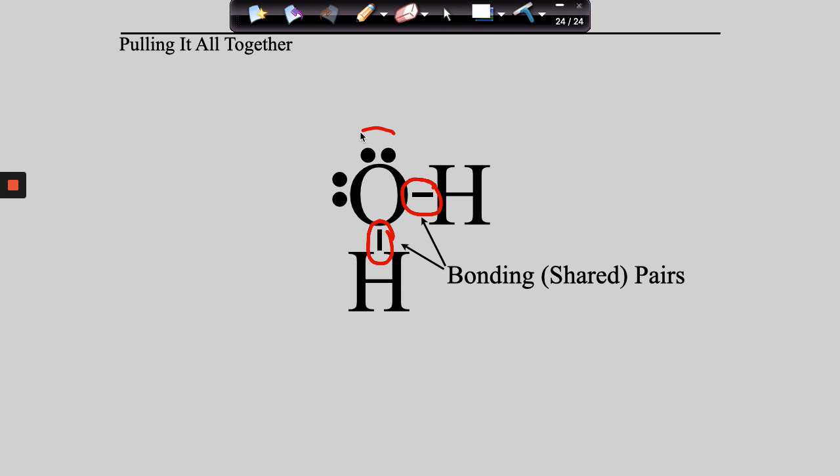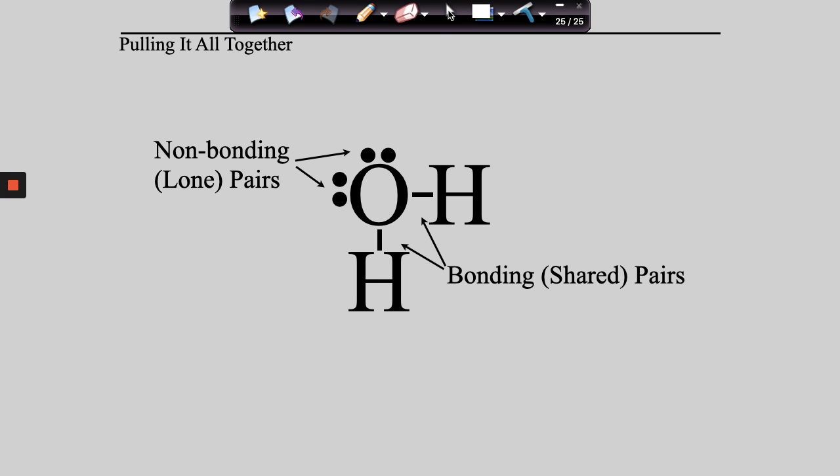Well, what about these electrons over here that are not involved in bonding? Well, they have names as well. They are actually what are called non-bonding or lone pairs of electrons. And so we would say then that in a water molecule, the oxygen has two bonding pairs and two non-bonding or lone pairs of electrons.